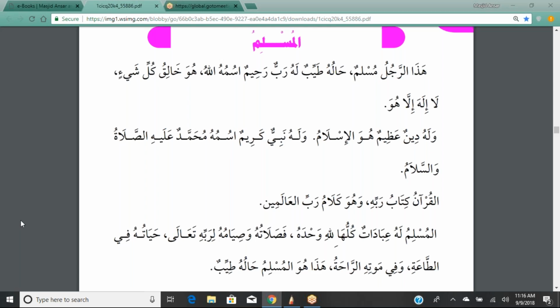طيب, close your books. Let's see who memorized it. Now I just want to show you. Everybody close the book. Nobody look. I am not going to look myself. Let's please go through with me.